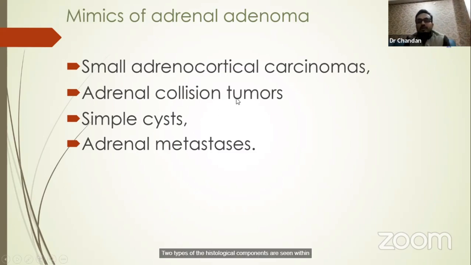A collision tumor means two types of histological components are seen within the same lesion. Some components contain adenoma-type features, and some contain features of malignancy or myelolipoma. That is the adrenal collision tumor. Apart from the adrenal glands, it is also found in the liver as a cholangiohepatocellular carcinoma, and also in the ovary. It is very frequently seen in the liver as a cholangiohepatocellular carcinoma. So it is important.